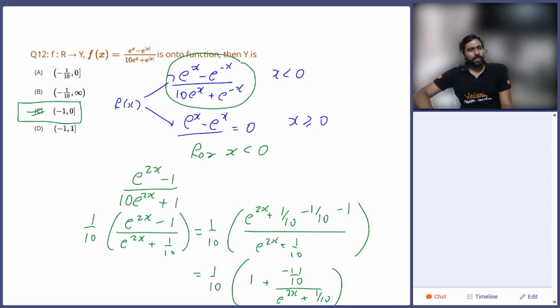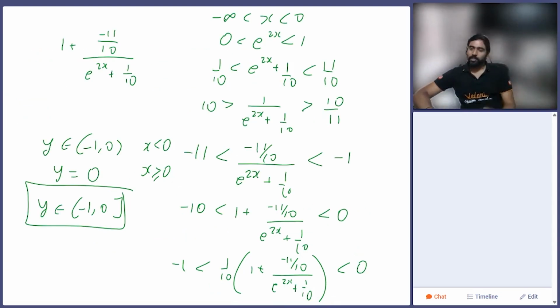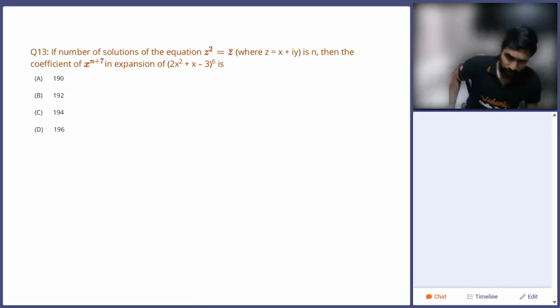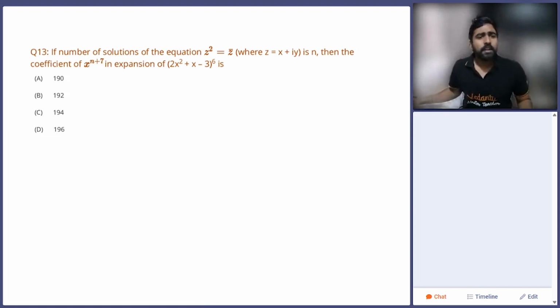A little bit of a calculative question, where you have to get the range of a function using this manipulation logic. Okay, moving on. What do we have? Find the number of solutions of this equation: Z square is equal to Z conjugate.